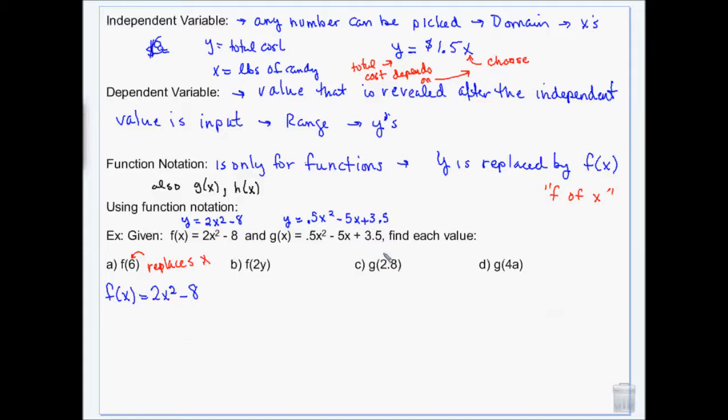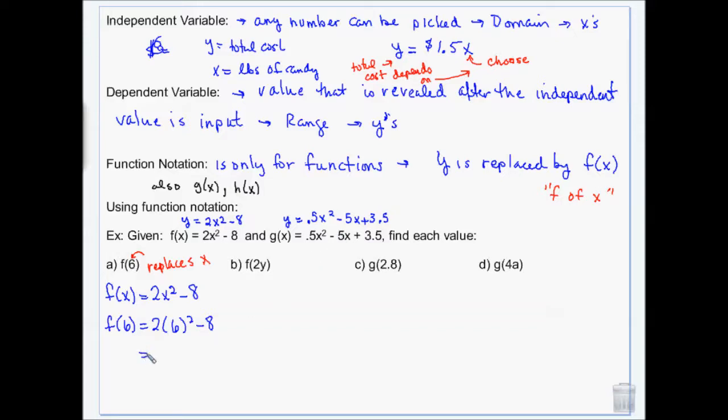So instead of having 2x squared minus 8, if I want to do f of 6, that's 2 times 6 squared minus 8. So I just take whatever's in that parenthesis and I plug it in for the x instead. And anything can be in the parenthesis. It can be a number, it can be a variable, it can be both. It can be an expression. So whatever's in the parenthesis, I take the x out and I put what's in the parenthesis in.